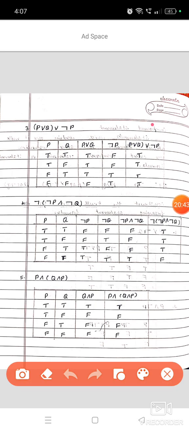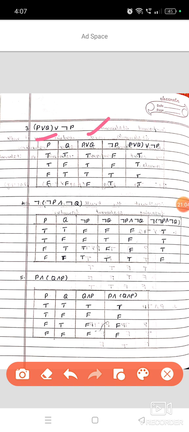Next, P or Q or not P. Here we have P and Q, two statements. So these are the possible truth values. Next we have to find P or Q, or operation with not P. To find this, first we have to find P or Q. We'll find P or Q.